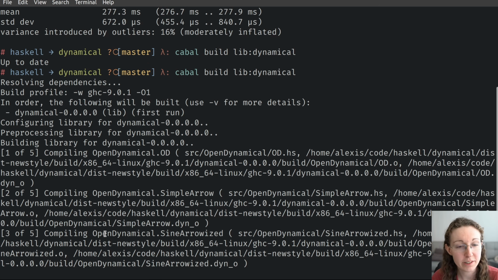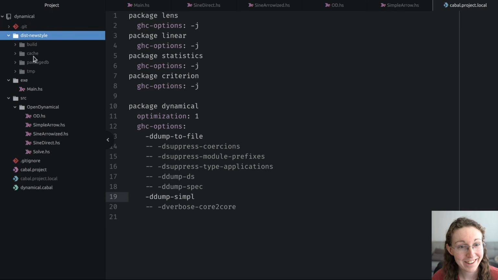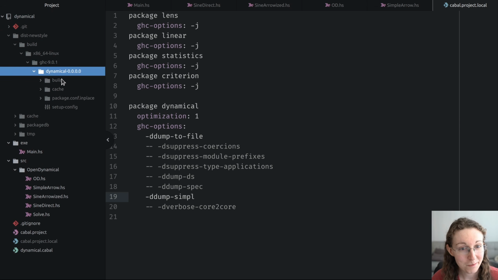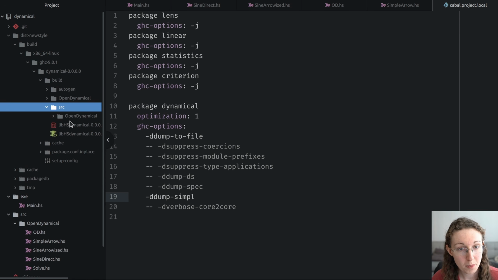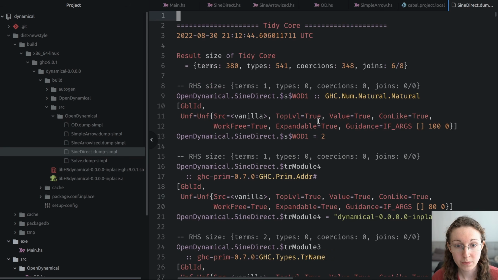GHC's recompilation avoidance. Actually, that might be Cabal. That's not rebuilding that. It actually makes sense. Normally, you don't want everything to be rebuilt just when you change that flag. But anyway, this is going to be dumping the GHC core. And GHC core, for those unaware, is one of the many intermediate representations that GHC uses when compiling a Haskell program. And so it looks like this.